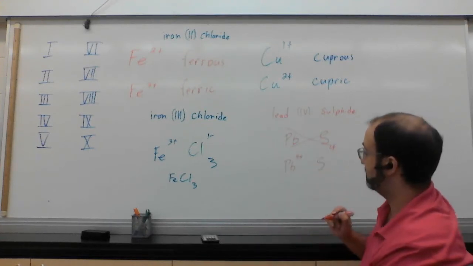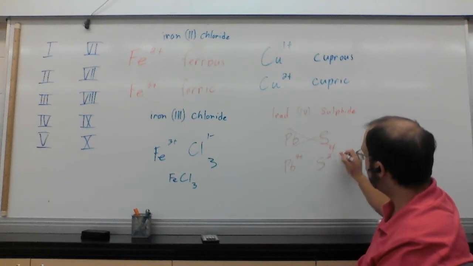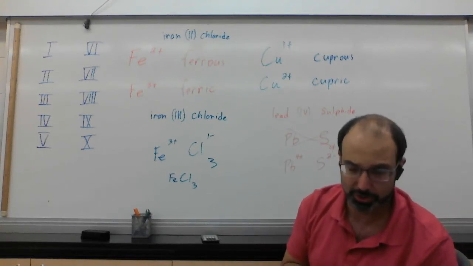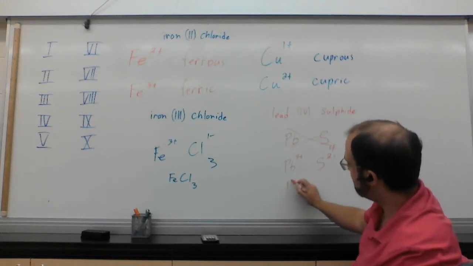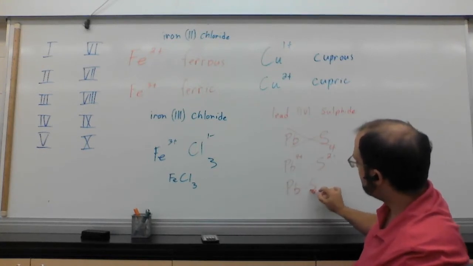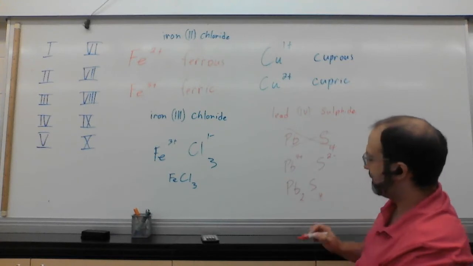That's what the 4 means. For the sulfur, you need to look that one up. It's 2 minus. It's right underneath oxygen on the chart. So now that we know this is 2 and this is 4, we can do some crisscross. We bring it down, and we're going to get PbS. We're going to get 2 and 4.